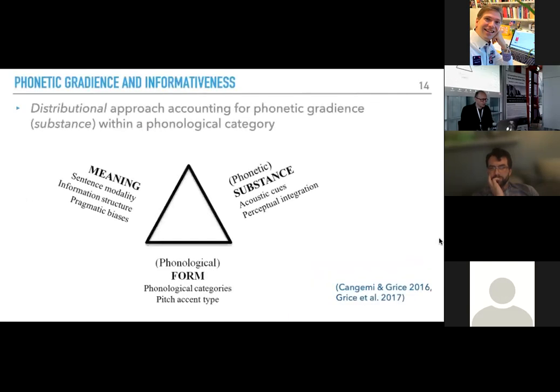But the level of phonetic gradients, I should highlight, or physical gradients, as called by Bob Ladd, is accounted for by a distributional approach proposed by Kangemi and Grice, reflecting the importance of how the various phonetic parameters are distributed within a phonological category. And it's claimed that a model of intonation requires such a third dimension, namely substance, that relates equally to both form and meaning.